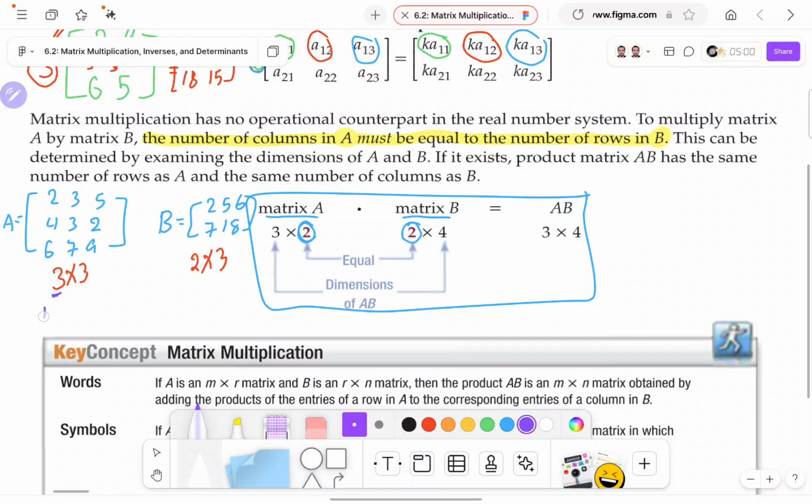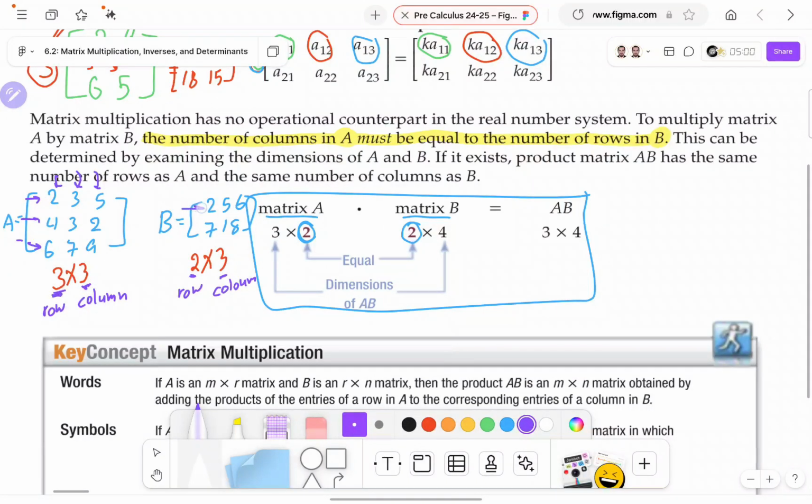Don't forget, the first number represents the row and the second one is the column. Sorry, you start from the row, not the column. I'm so sorry. So the first number is the row, then the second one is the column. Don't forget, okay? Now, as you can see here, we have 3 rows. How many columns do I have? I have 3 columns. So 3 by 3.